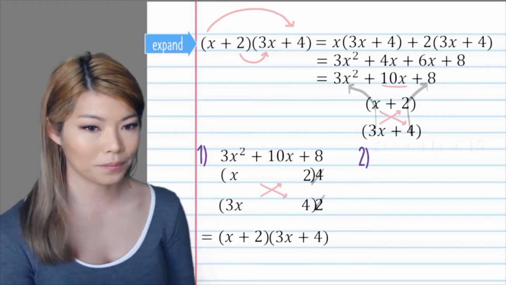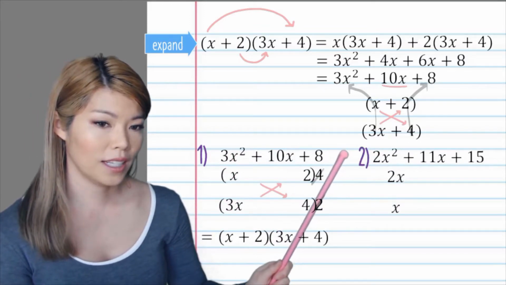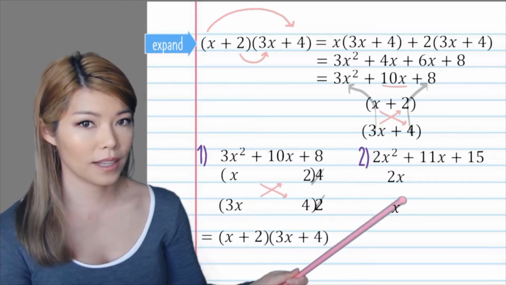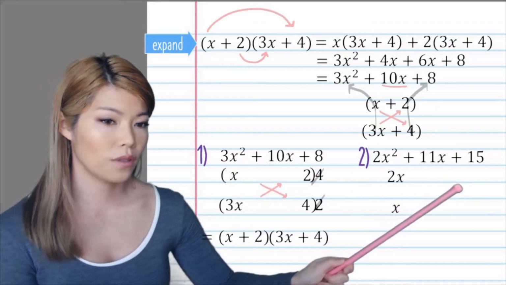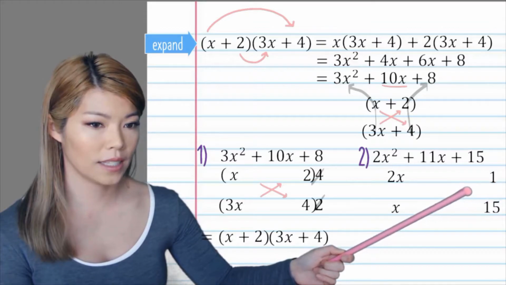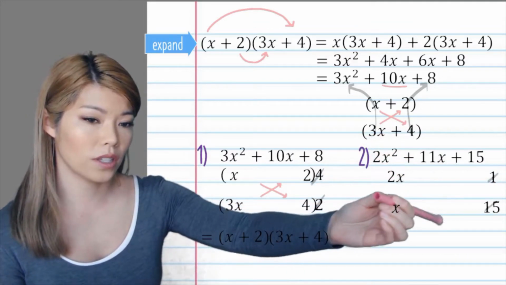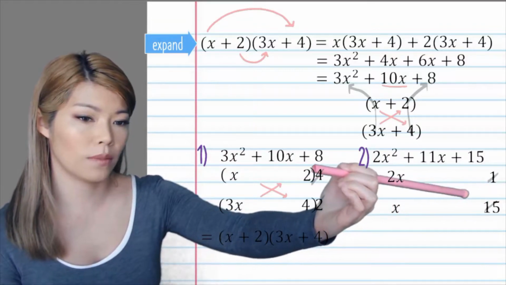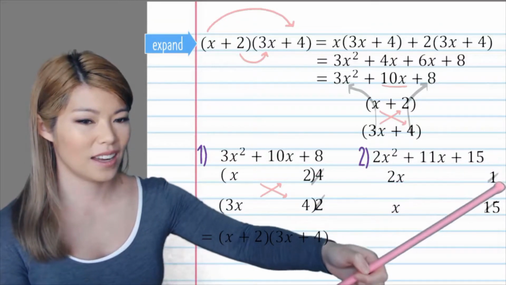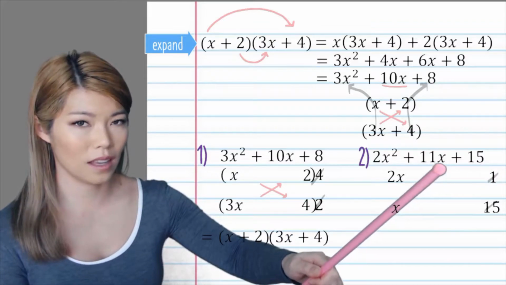Let's try it again with a different question. So what two values gives us 2x squared? You might say 2x times x. What two values give us 15? We can guess, for example, 1 times 15. But we can clearly see from the cross that it won't work because 2 times 15 is 30, and then 30 and 1 doesn't give us 11.